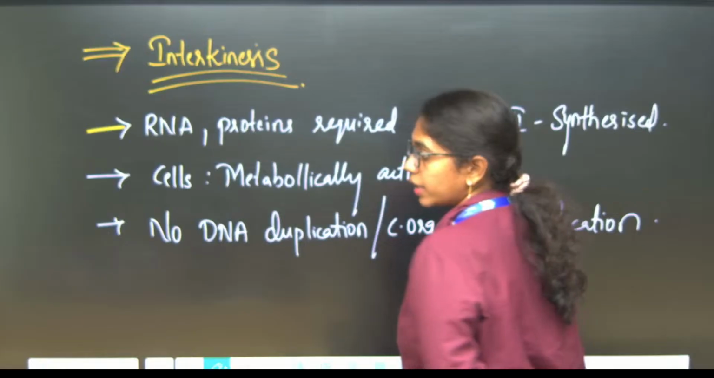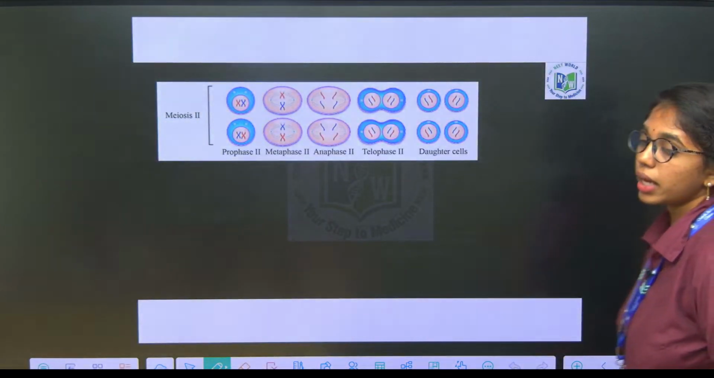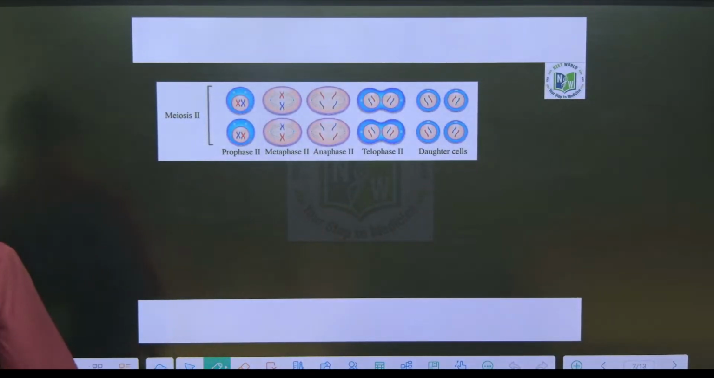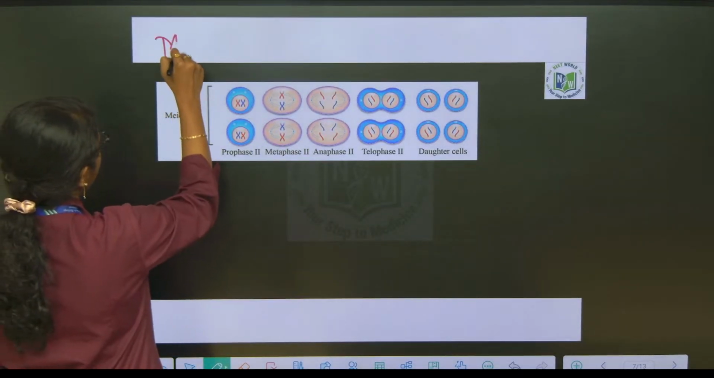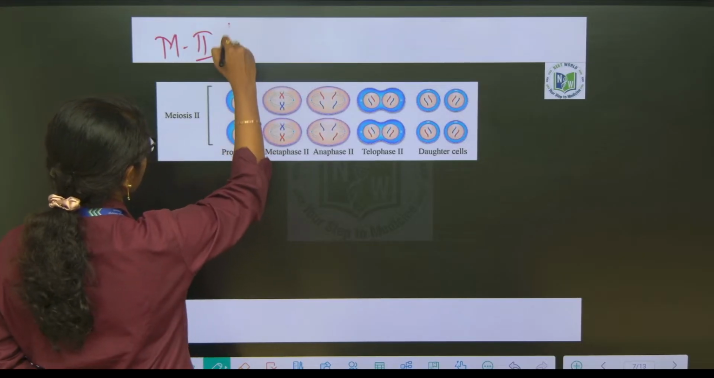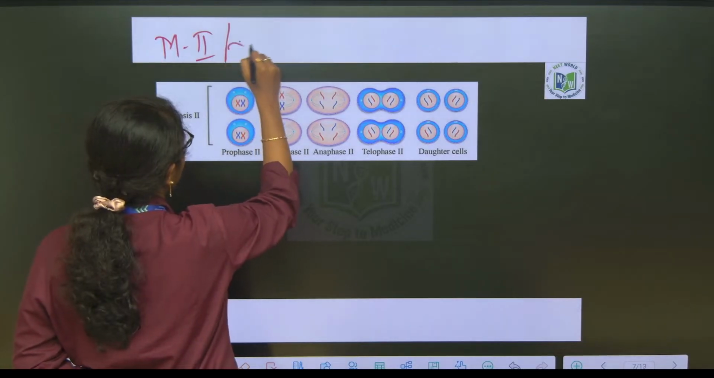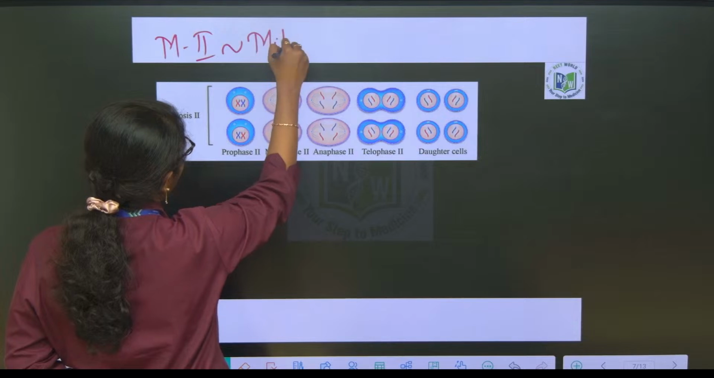Fine, clear till here? Next, in meiosis 2. Meiosis 2 we can also term as equational division, because it will be same as that of mitosis. Meiosis 2 is same as that of mitosis.